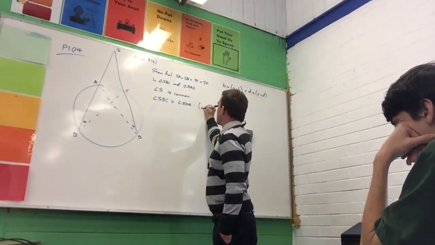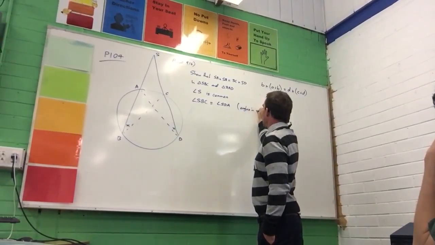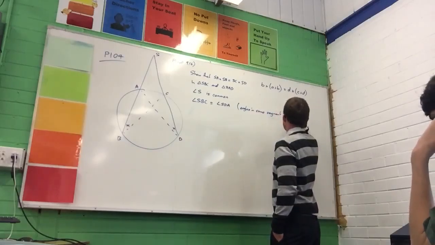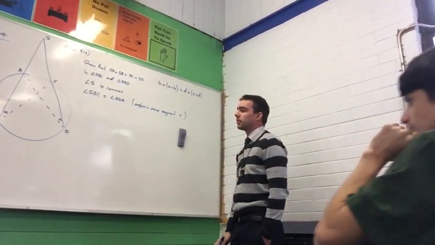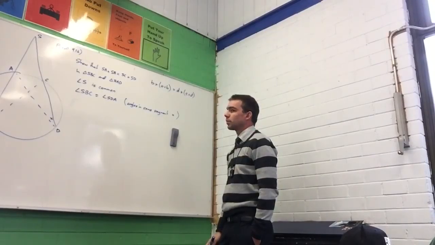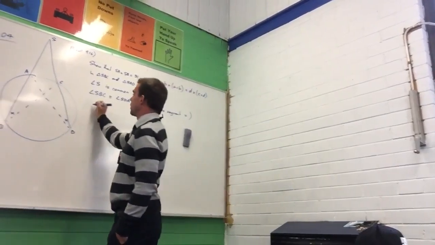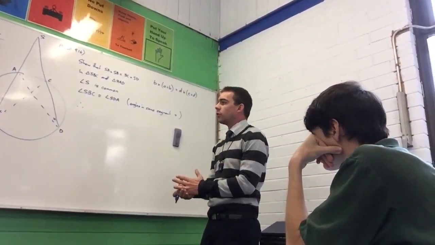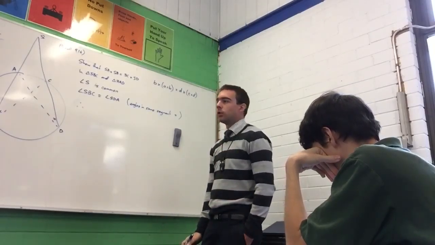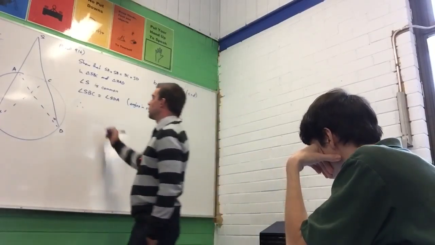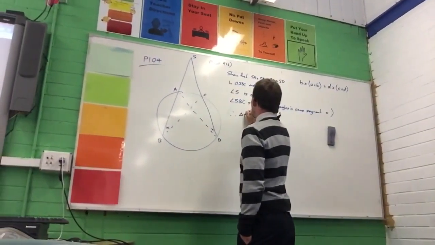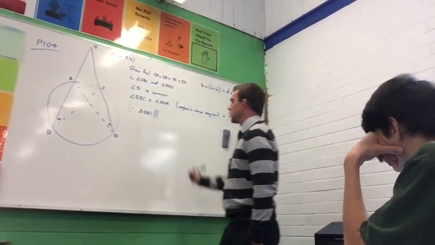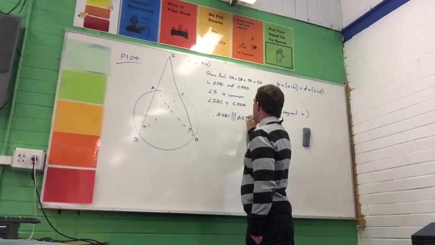So, angles in the same segment are equal. Okay. So therefore, we've shown two angles in the triangles are the same. Therefore, logically, the third angle in both triangles must also be the same. Right, so therefore, triangle SBC, remember the vertex order, is similar to triangle SAD.